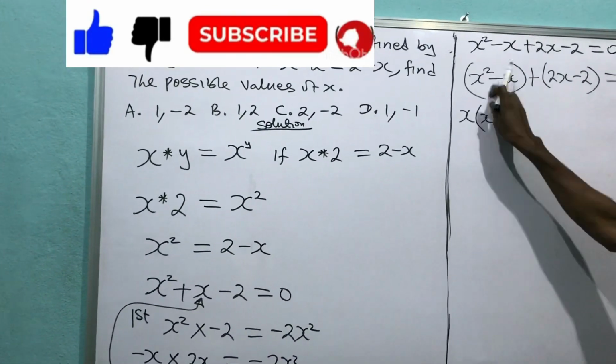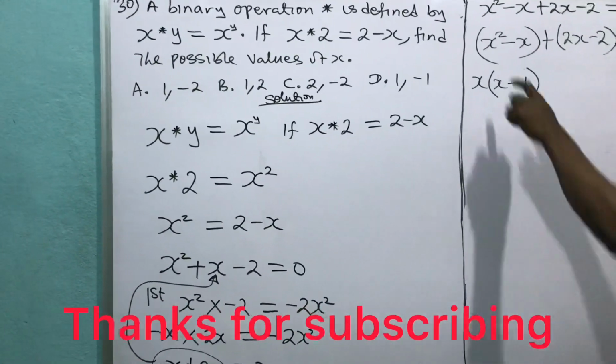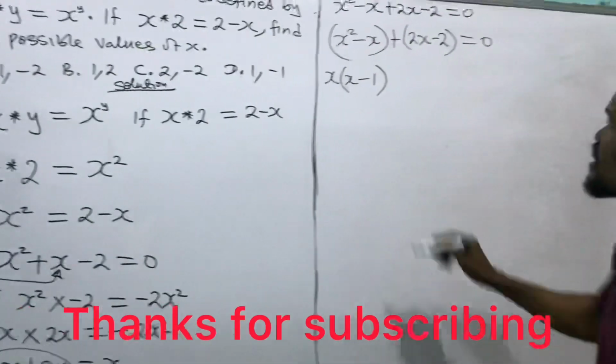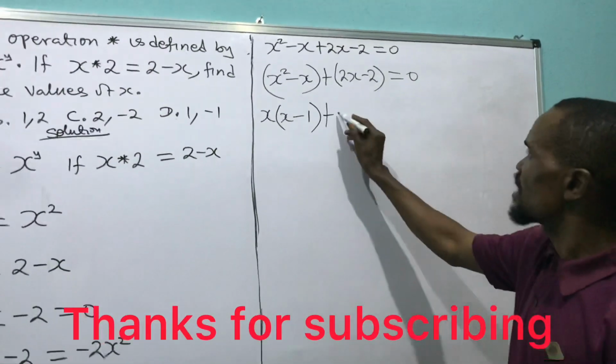If I open this bracket, I come back to this. This times this will give me this, and this times this will give me this. That means x can divide this and divide this. That's why I bring it out and call it common. What is common here? 2. 2 can divide this and divide this, so I have 2.